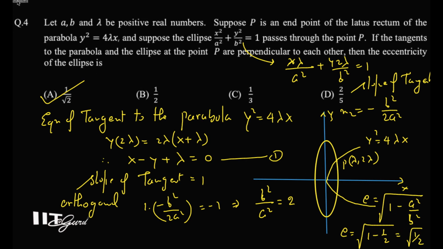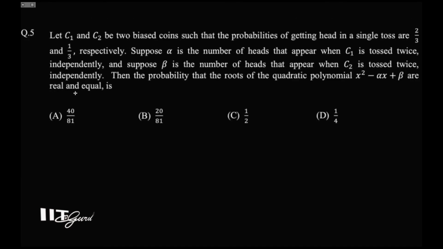Okay, let's go to another question. Let C1 and C2 be two biased coins such that the probabilities of getting a head in a single toss are 2 by 3 and 1 by 3 respectively. Suppose alpha is the number of heads that appear when C1 is tossed twice independently, and suppose beta is the number of heads that appear when C2 is tossed twice independently. Then find the probability that the roots of the quadratic equation are real and equal.